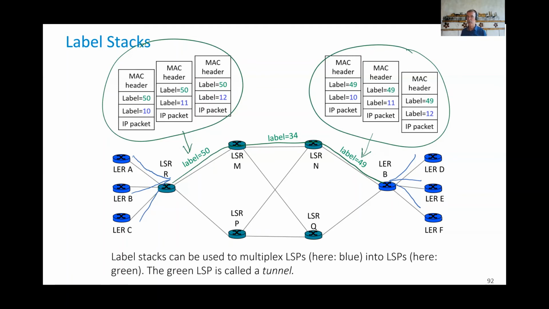In contrast, when the packet comes to LER-B at the edge of the network here, the table will say whatever comes out with label 49 should be removed from the MPLS connection. This is what we call pop. That means we delete one header, the label 49 is removed, and then we look at the next thing. What is the next? Well, label 12.